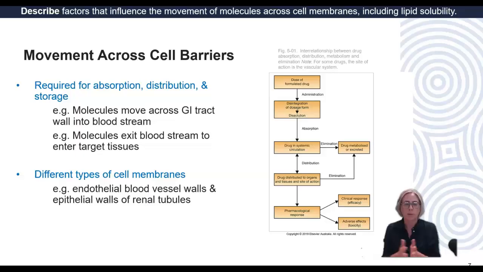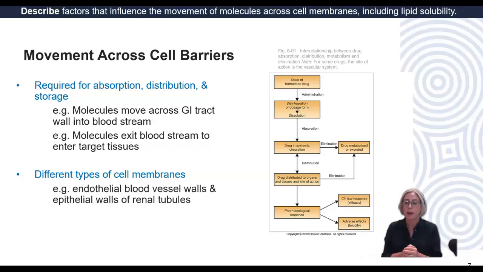Okay, giving you an example, let's say you take an ibuprofen, so a tablet, say a Nurofen tablet, and you swallow that Nurofen tablet and it's going to dissolve in the fluid of the gastrointestinal tract. Those drug molecules then have to move across the gastrointestinal tract wall into the bloodstream. Once in the bloodstream, then they're distributed to target tissue via that bulk flow transfer. And then those drug molecules need to be able to exit the bloodstream to actually enter the target tissues.